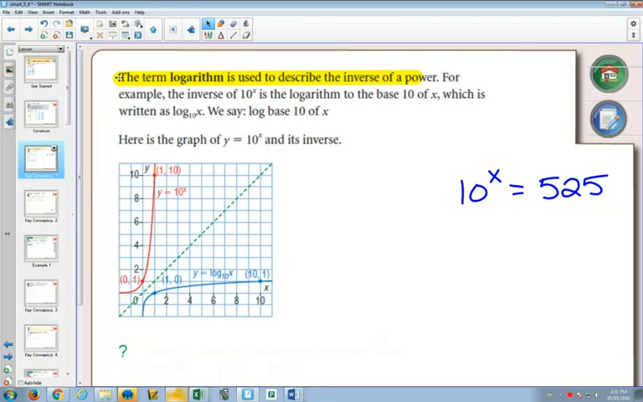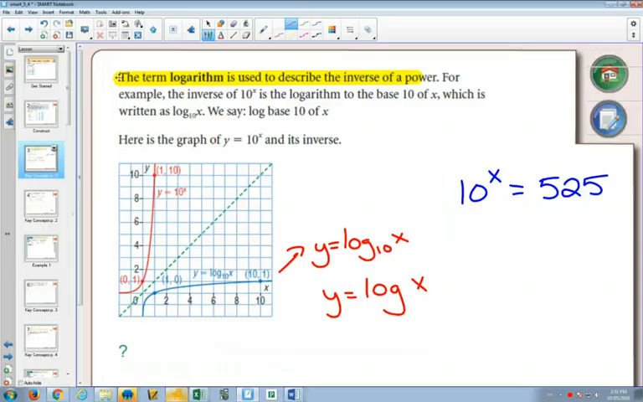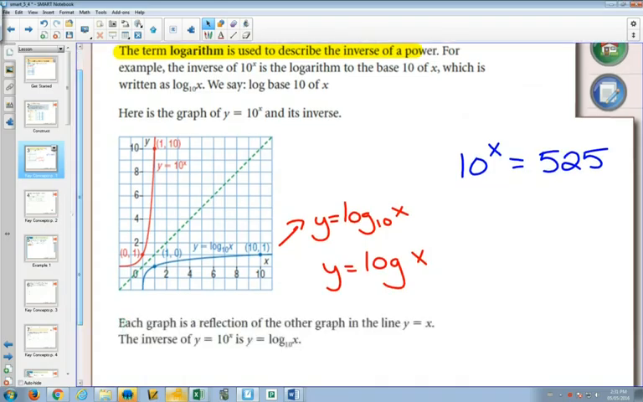This graph right here is log base 10 of x. And log base 10 is a common log that's used a lot, so we often write that one as just y equals log of x. And another thing about inverses is inverses are always reflected over that green line. That green line is y equals x. So you can see that this graph here is just the flip of this one over here.